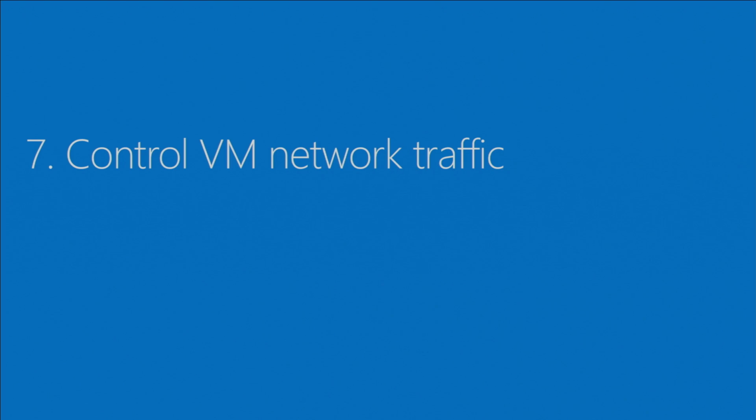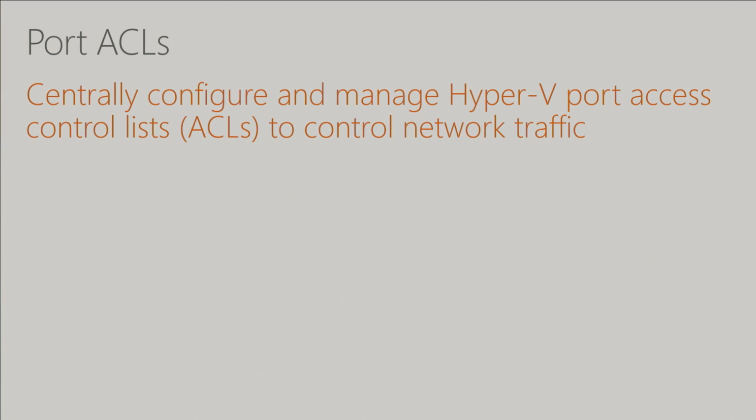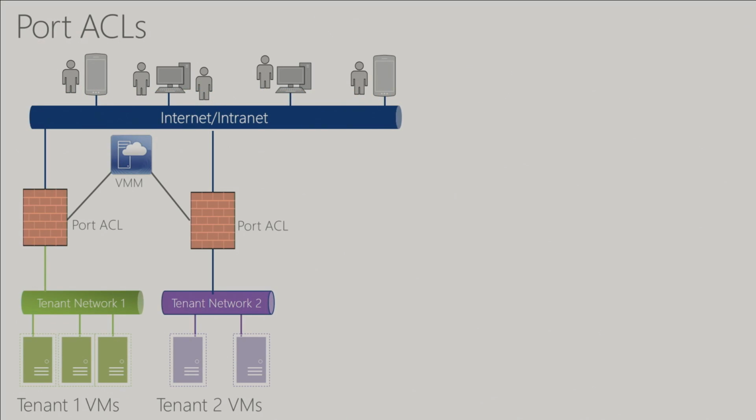Okay, so now let's look at another thing. We are still in the networking area. So how can you control the traffic coming in and out of the tenant VMs? The feature is called port ACLs, or port access control lists. Basically, you can centrally configure and manage the Hyper-V switch port ACLs to control the in and out VM traffic. So port ACLs, think of these as network security groups. Just like you have an OS level firewall, this is at the network.